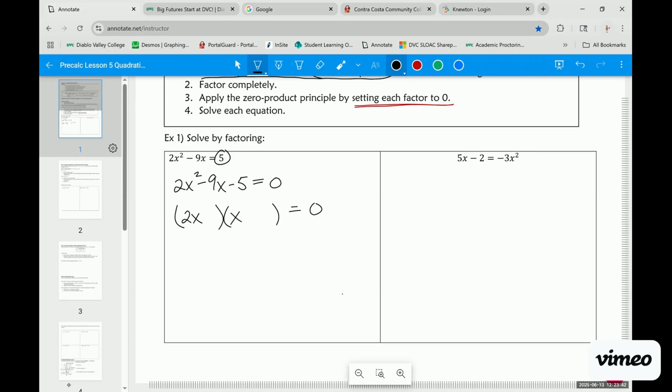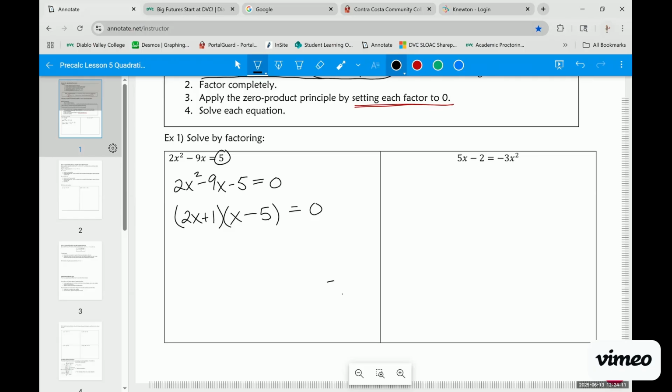It's the only way to get 2x squared. This is a 5, so it has to be 5 and 1. The reason I'm going to put the 5 over here is because 2x times 5 is going to give me 10x, and x times 1 is going to give me 1x, and I'm trying to get a -9x in the middle. So I can see that I'm going to need a 10 and a 1. How am I going to combine those? Well, since this is a -9, the 10 needs to be negative and the 1 needs to be positive.